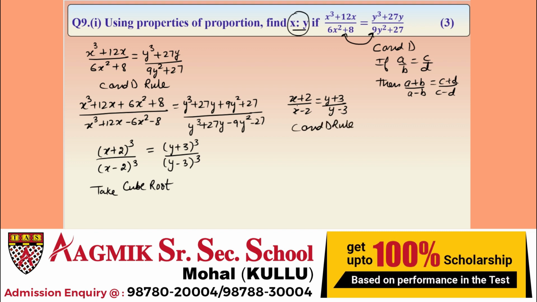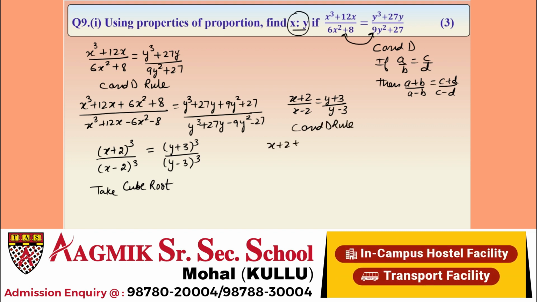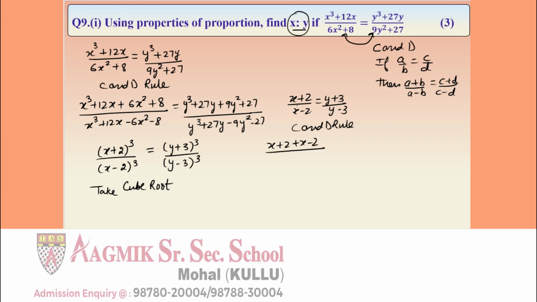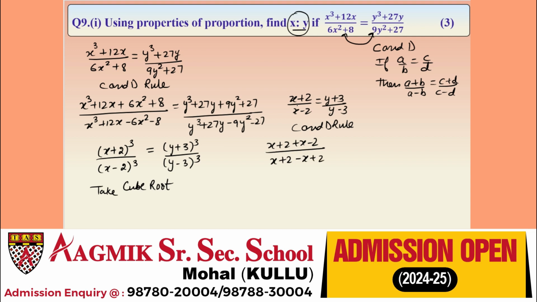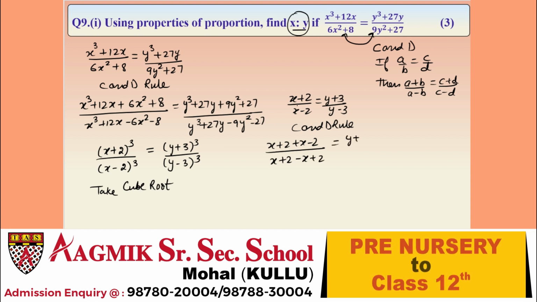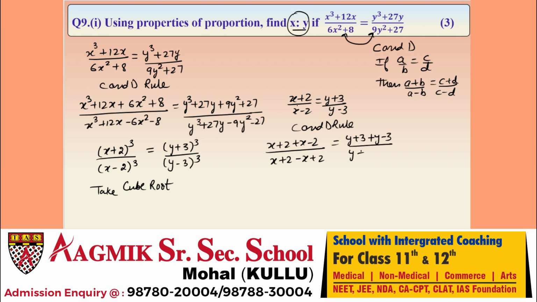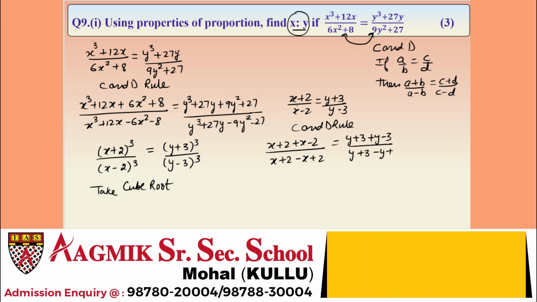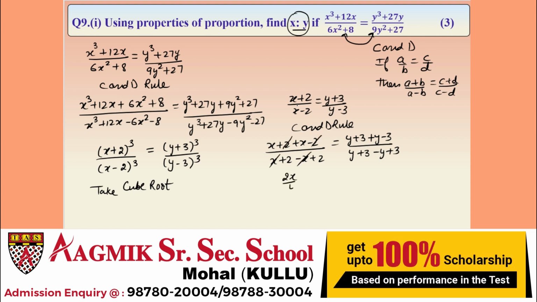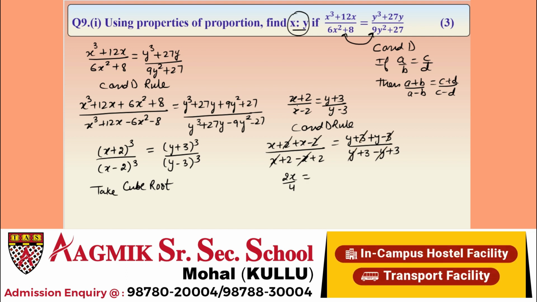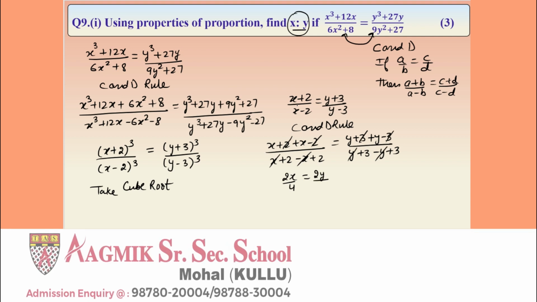So again we have numerator plus denominator, so x plus 2 plus x minus 2, over numerator minus denominator, which means x plus 2 minus (x minus 2). Similarly on the right side, y plus 3 plus y minus 3, divided by y plus 3 minus (y minus 3). Now in the numerator the 2 is cancelled, in the denominator x is cancelled, we get 2x over 4. On the right hand side 3 cancelled, in the denominator y cancelled, we get 2y over 6.